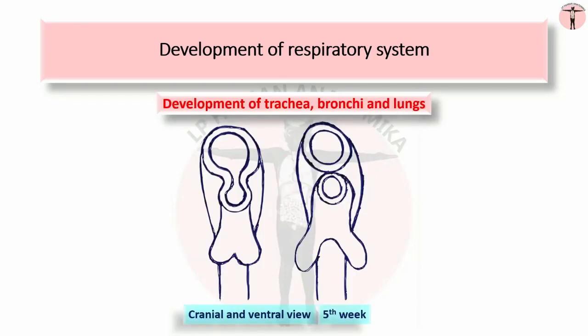Coming to the development of the trachea, bronchi and lungs. During the separation of the laryngotracheal tube from the foregut by the 4th week, the respiratory diverticulum caudal to the larynx forms the trachea and two lateral outpocketings, the bronchial buds. At the beginning of the 5th week, each of these buds enlarges to form the right and left main bronchi. Now let us focus only on the laryngotracheal tube.